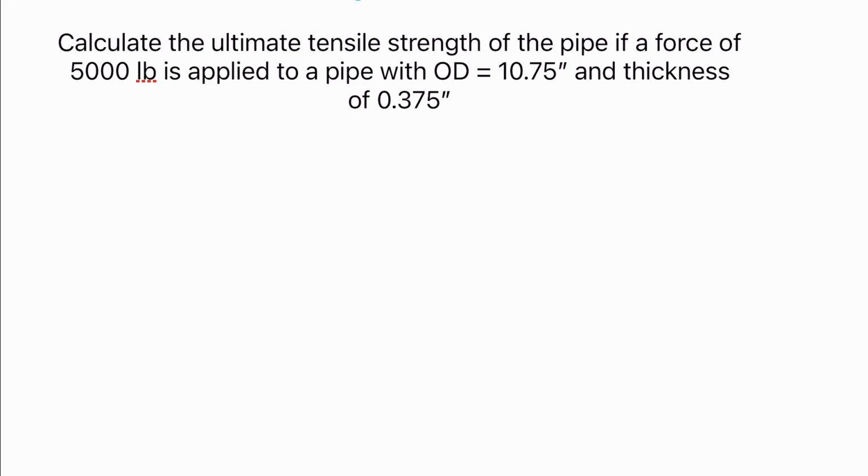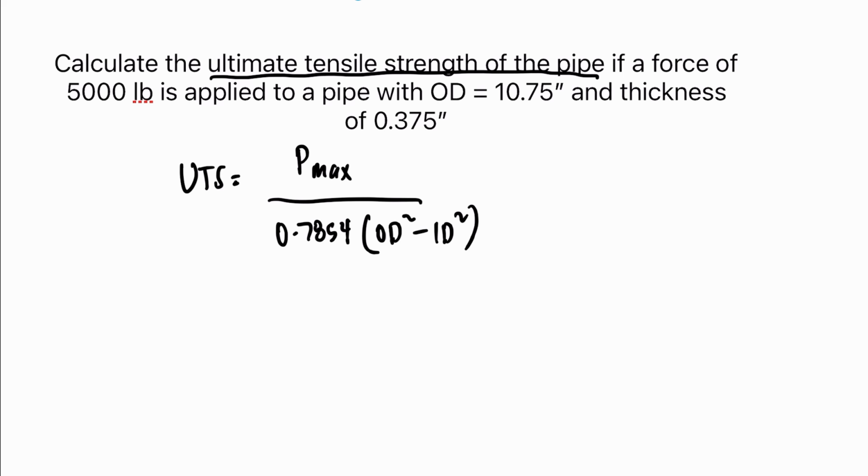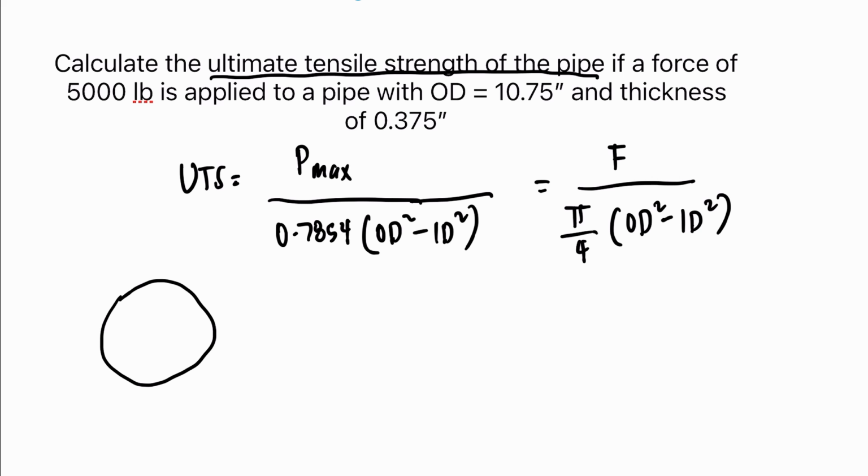So how about we use that example to calculate the ultimate tensile strength of the pipe? So if you may remember, the formula of UTS, or the ultimate tensile strength of the pipe, is Pmax over its cross-sectional area, which is 0.7854 times OD squared minus ID squared. So this is just the maximum force over the area of the cross-section of the pipe, which is pi over 4 times its outside diameter squared minus the inside diameter squared, because as you can see, the pipe has a hollow cross-section, meaning the inside diameter is hollow, and you have a thickness here, or the outside diameter here with a certain thickness, so that you will utilize that thickness in this equation as well.